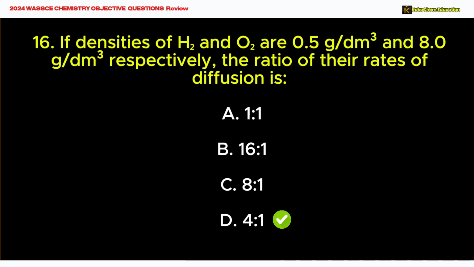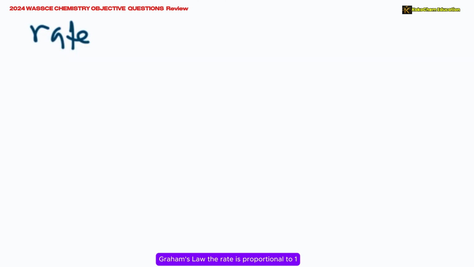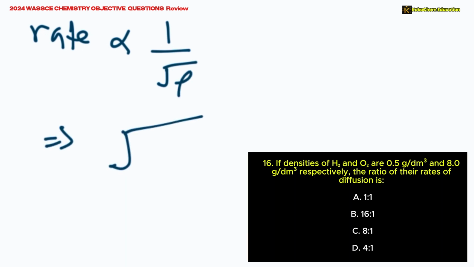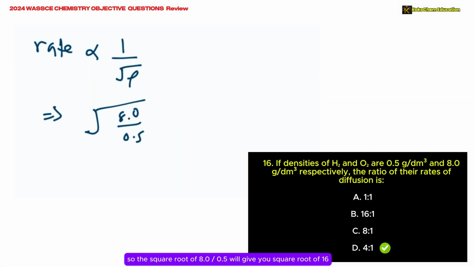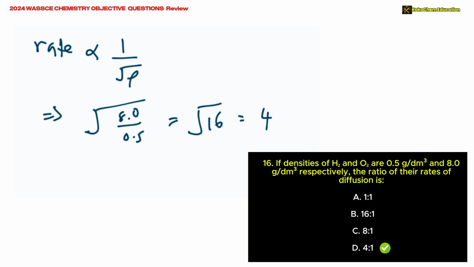Explanation. Graham's law, the rate is proportional to 1 divided by the square root of the densities. So the square root of 8.0 divided by 0.5 will give you square root of 16, which is 4. So hydrogen diffuses 4 times faster than oxygen.